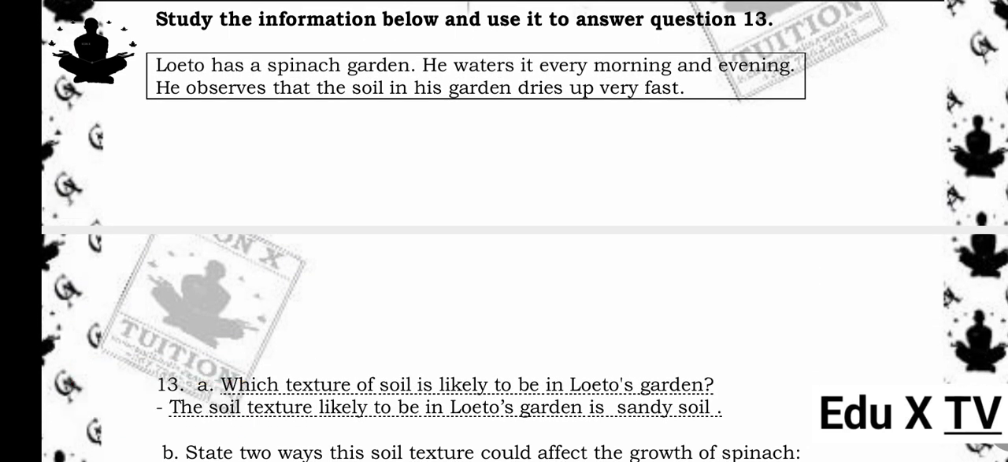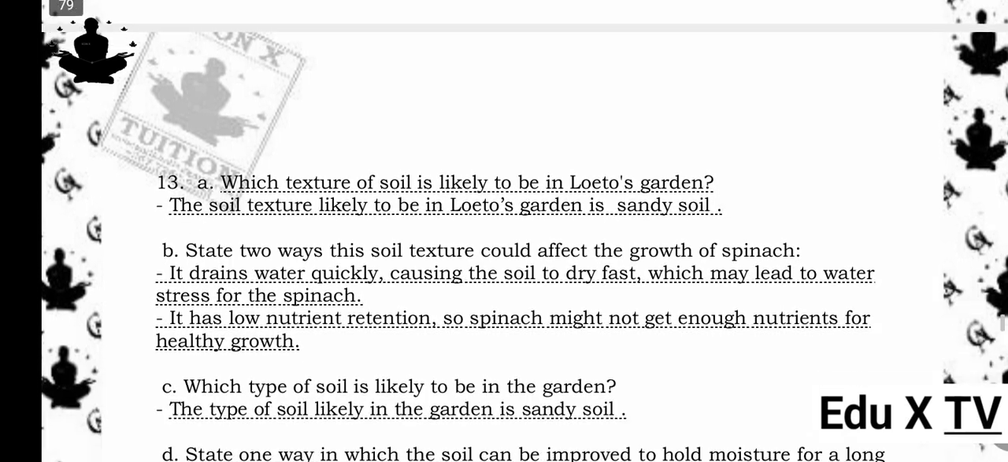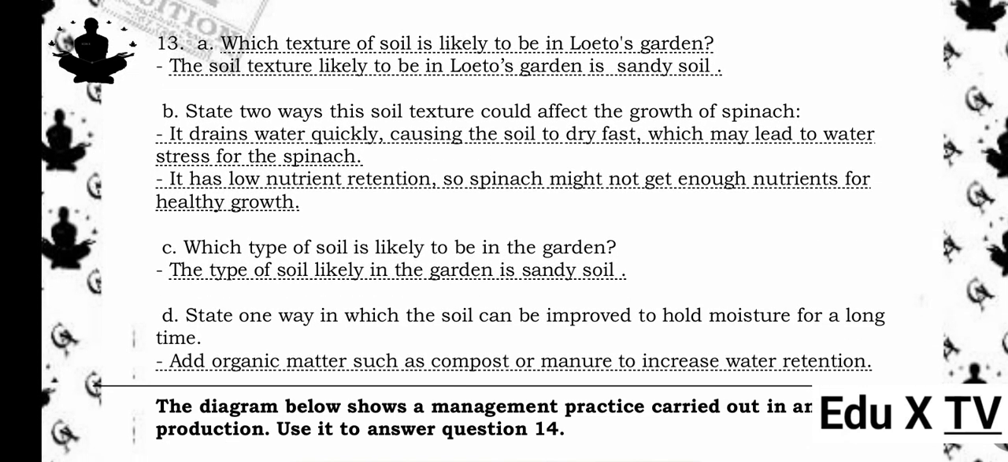Study the information below and use it to answer question 13. Loto has a spinach garden. He waters it every morning and evening. He observes that the soil in his garden dries up very fast. 13. A. Which texture of soil is likely to be in Loto's garden? The soil texture likely to be in Loto's garden is sandy soil.